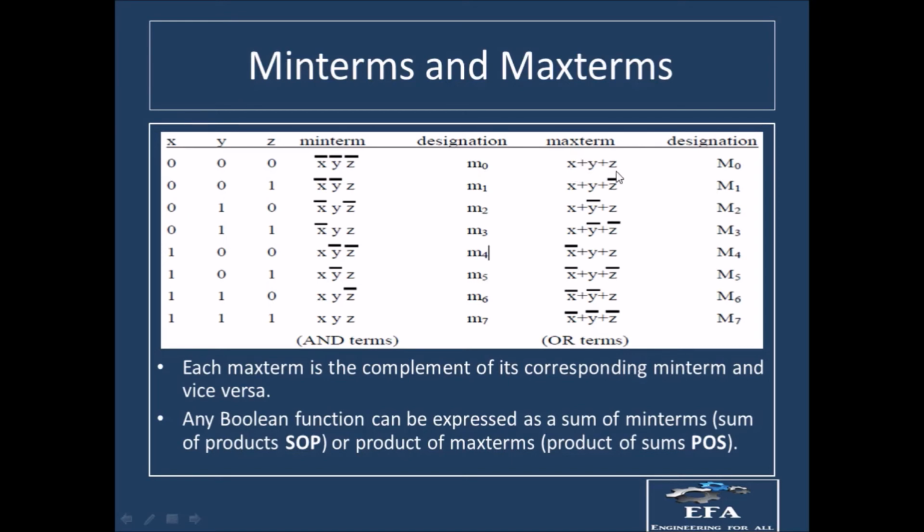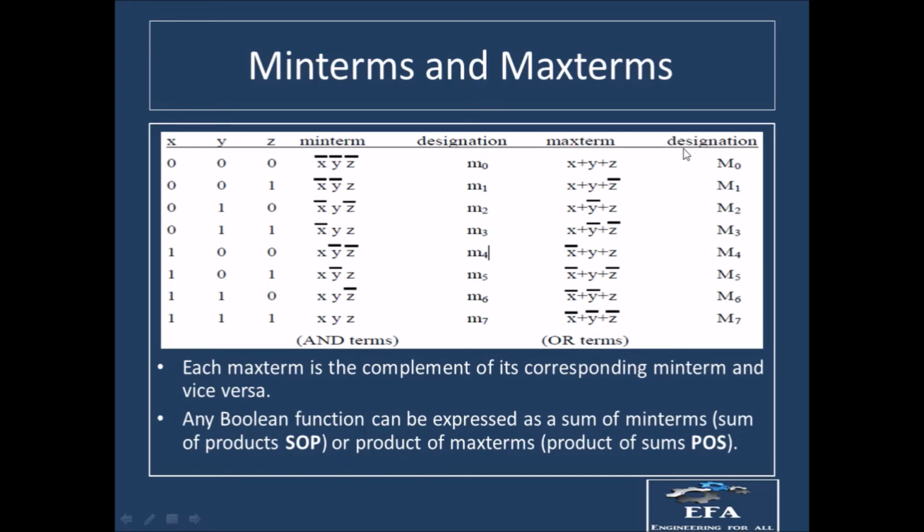So you can see over here, whenever we are having 0, 0 and 0, the max term is not having any complements. And wherever we are having 1, 1 and 1, the max terms are having the complements. So this is the way to designate the max terms, right?